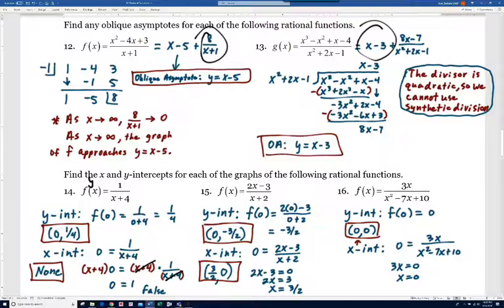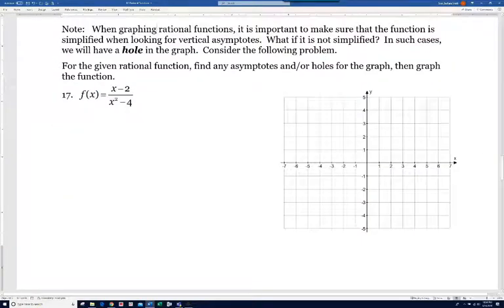All right, so now we're ready to start doing some graphing. It says here, when graphing rational functions, it's important to make sure that the function is simplified when looking for vertical asymptotes. What if it's not simplified? In such cases, we will have a hole in the graph. Consider the following problem. For the given rational function, find any asymptotes and or holes for the graph, then graph the function. So here we have f of x equals x minus 2 over the quantity x squared minus 4.